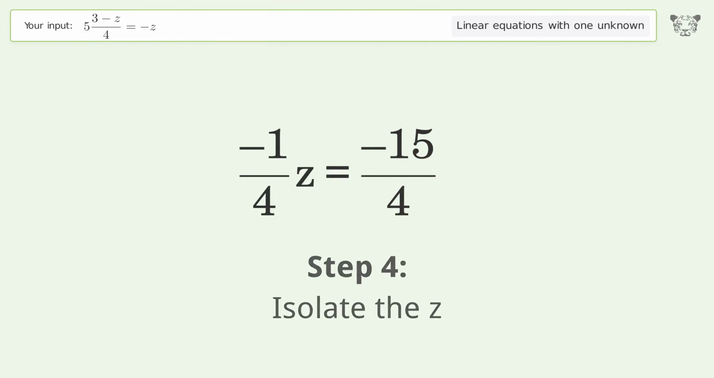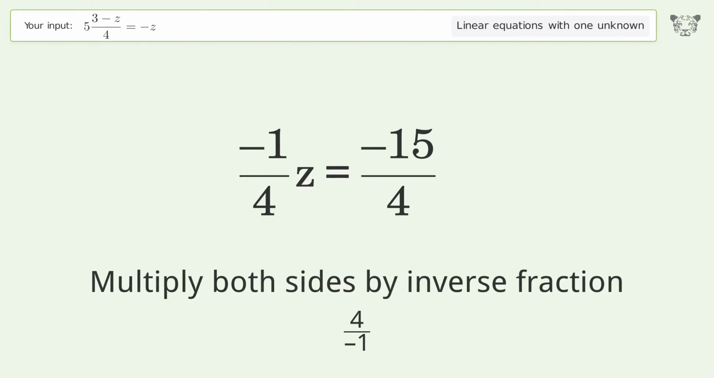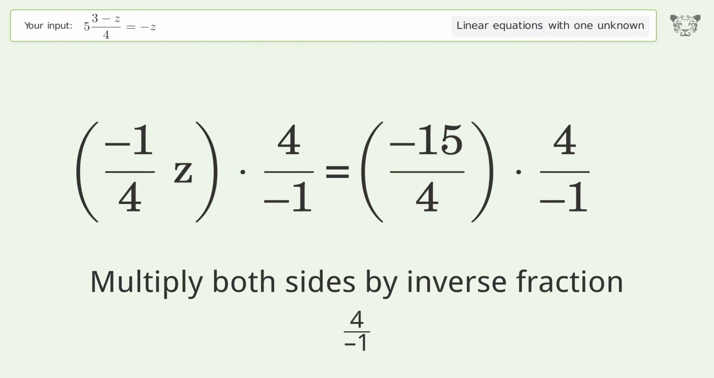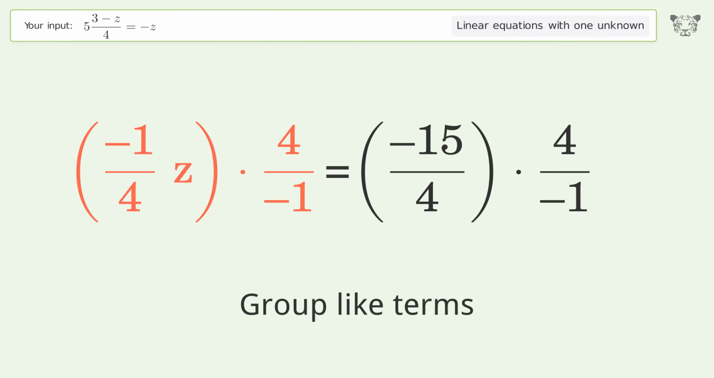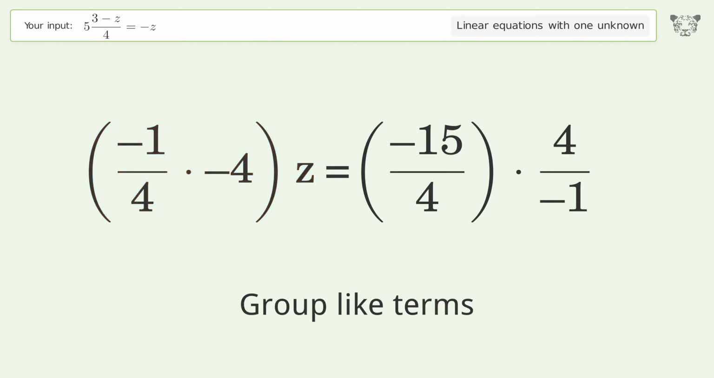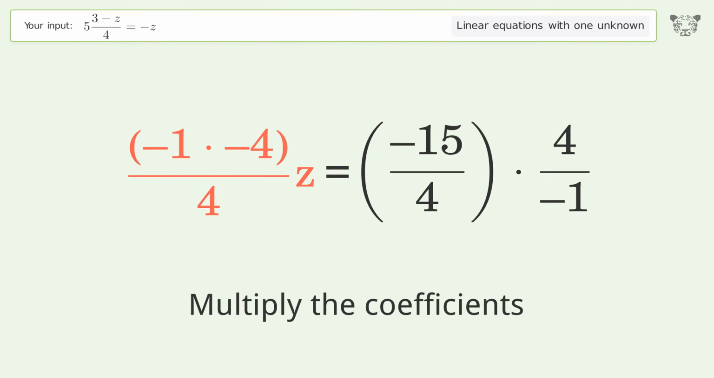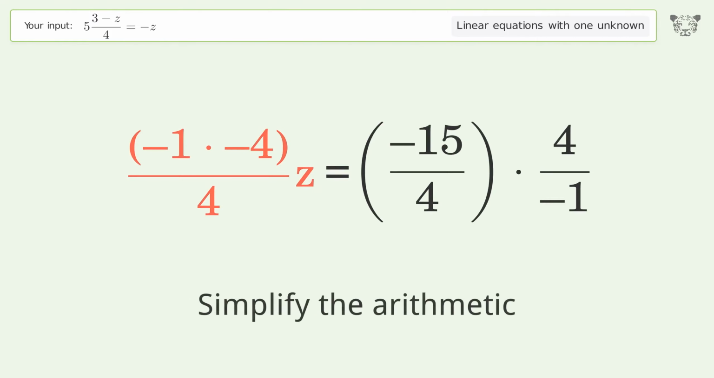Isolate the z. Multiply both sides by inverse fraction 4 over -1. Group like terms. Multiply the coefficients. Simplify the arithmetic.